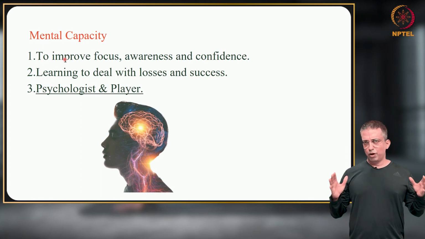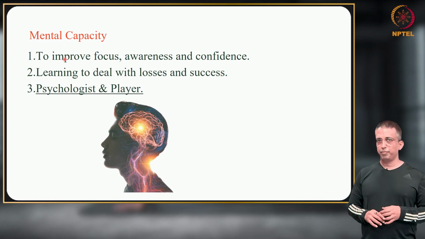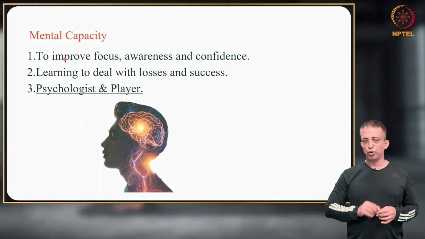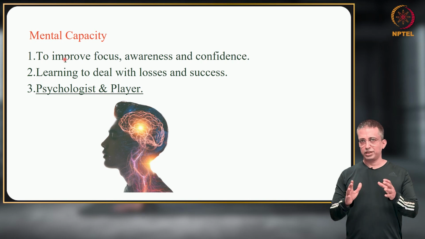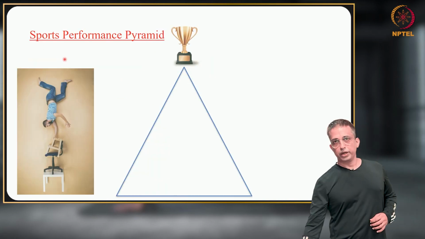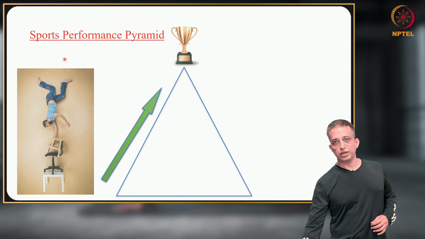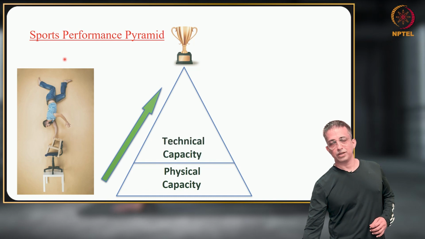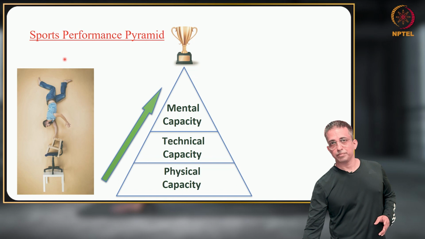So I hope now we are clear where we fit into this whole pyramid, and I'll take you back to that pyramid as a reminder of where exactly our role comes in. So here we are again. You can see the mountain. We want to go up to that trophy to win. What's at the base? Physical capacity. What comes next? Technical capacity, the skills. What comes next? The mental capacity.